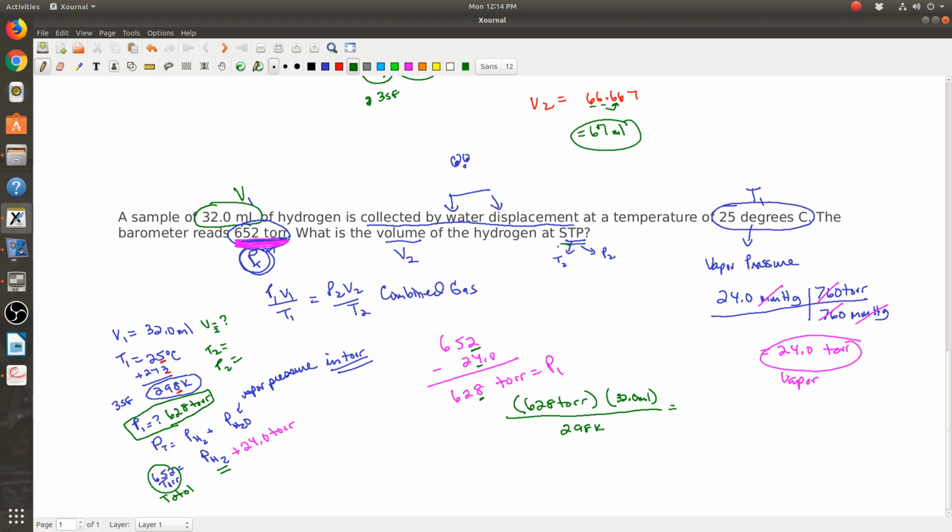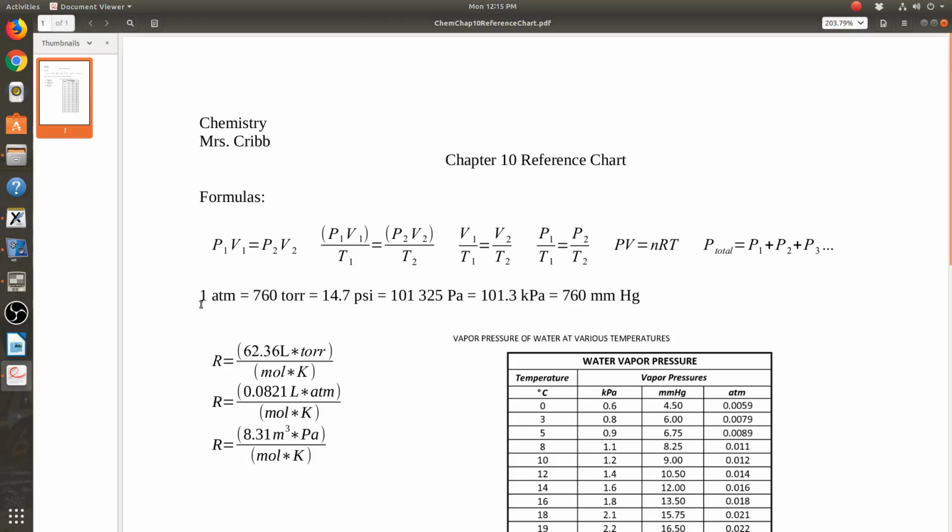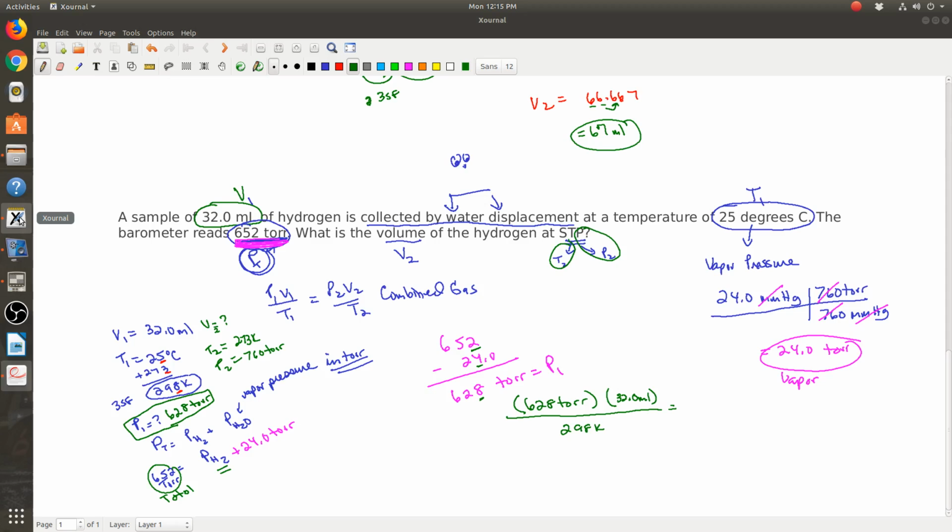What is T2 and P2? Well, T2 is standard temperature, so 273 kelvins. And P2 is standard pressure, and standard pressure is 760 torr. Now, how do I know that standard pressure is 760 torr? If I go back to my reference chart, 1 atm is standard pressure, but so is everything that it's equal to. So 760 torr is also standard pressure. So that means P2 is 760 torr. V2 is my unknown. And T2 is 273 kelvins.